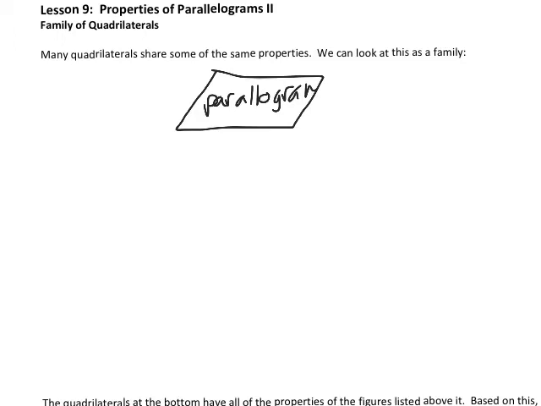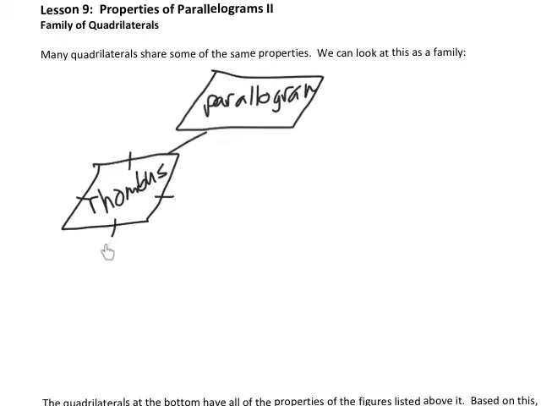But under parallelograms we have two different types. We could have a rhombus, and the property that makes a rhombus is that it's a parallelogram with all four sides congruent. So it has all the properties of the parallelogram plus the fact that all four sides are congruent. So that's a rhombus. That should be an R right there.